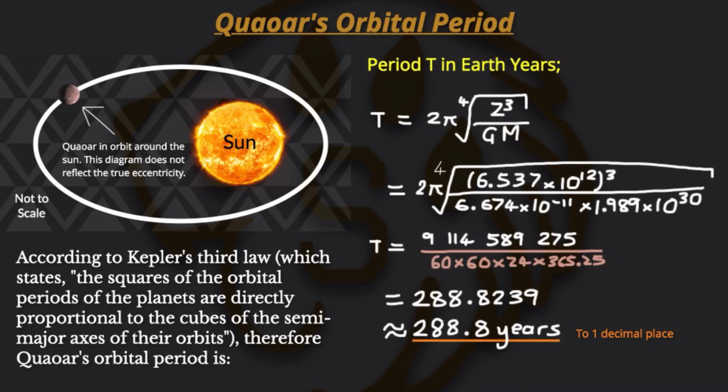It takes a very long time to orbit the sun. So just get to understand that. It means that it takes 288 years, while the planet Earth, the one we are stepping on, takes only 1 year to go around the sun. Quaoar needs 288.8 years to just go around the sun once. So it's really a slow planet.